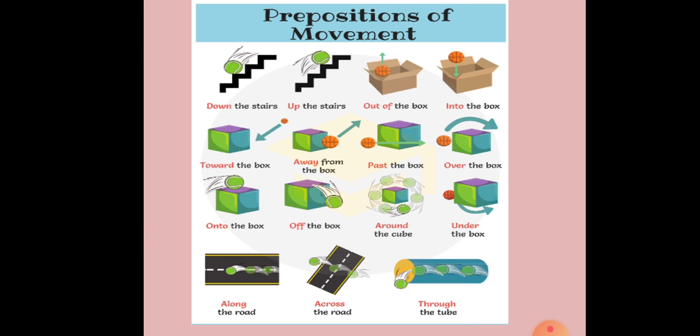Now see prepositions of movement. You can see the red highlighted words are the prepositions of movement: down, up, out of, into, toward, away, past, over, onto, off, around, under, along, across, through. So these are the prepositions of movement.